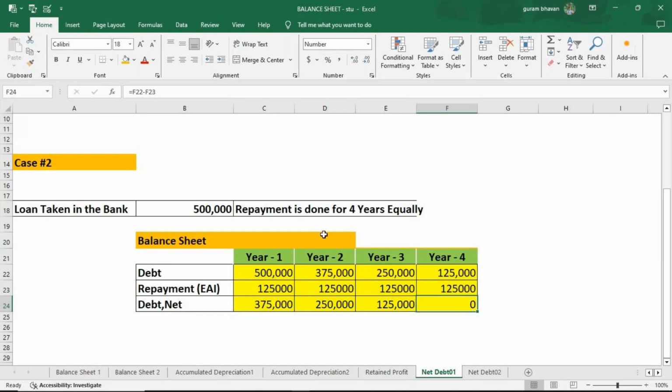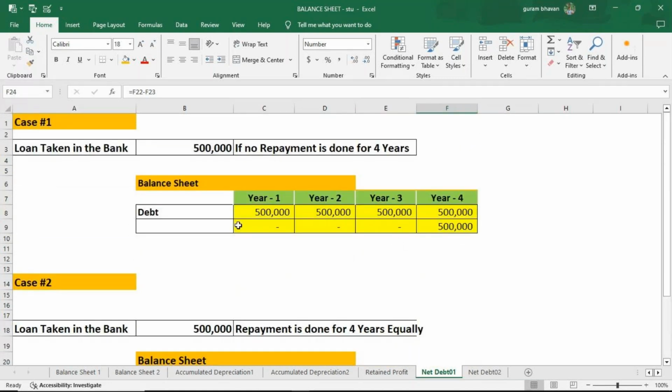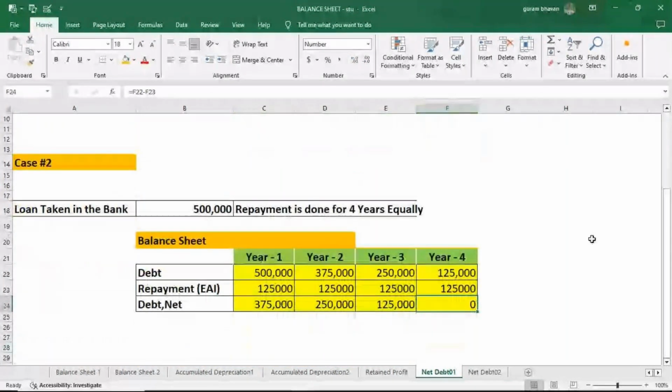If I am not making any payment, you need not solve anything here. So directly you need to go to case 2.